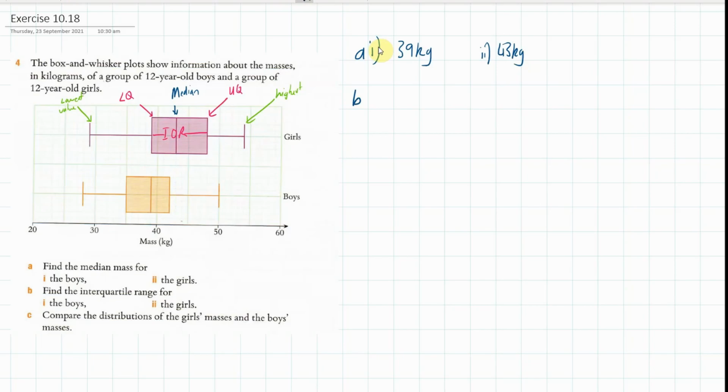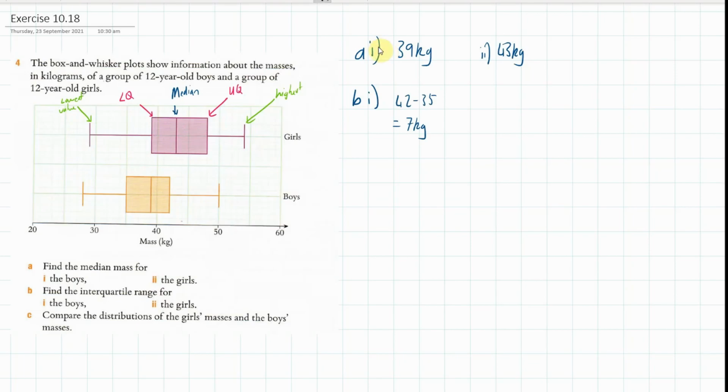Now, B, the interquartile range for the boys, is this bit here. We're looking between here and here. So you can see we've got, I think that's 35, and this one is, what is that, 42? I think it's 42. So we go 42 minus 35, which is 7 kilograms. So that means the middle 50% of boys have an interquartile range. They're within 7 kilograms of each other.